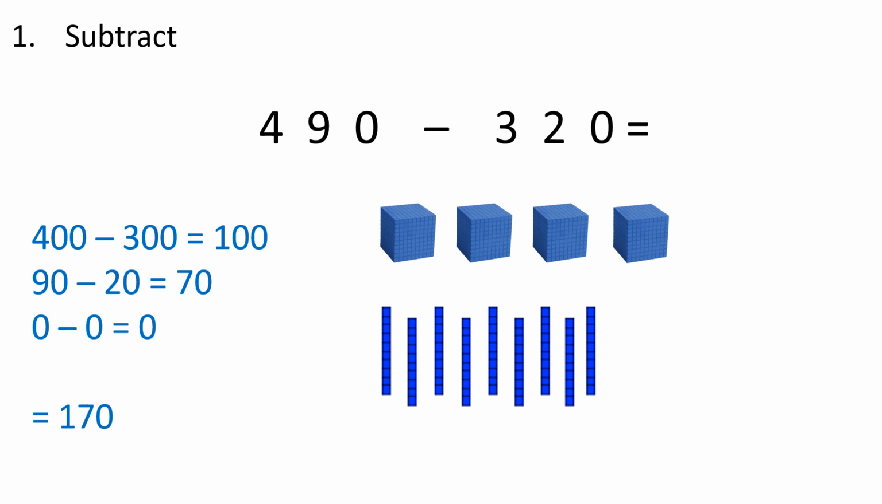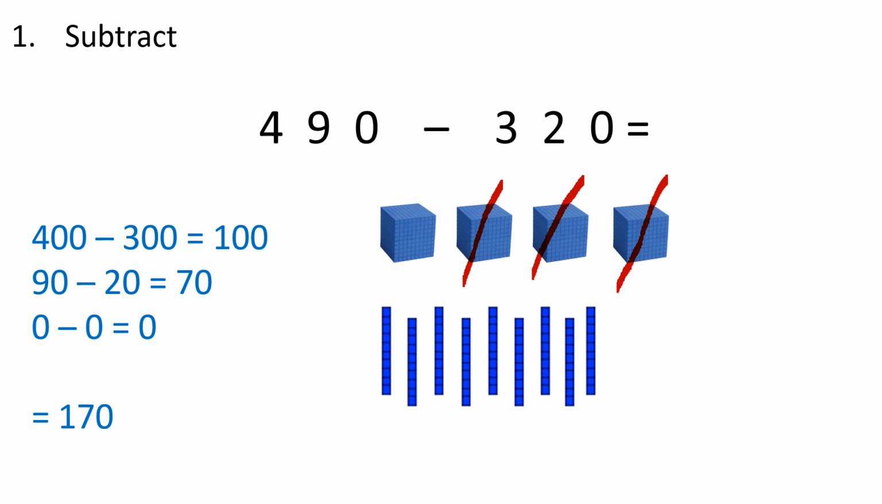So in 490, there are 4 hundreds. And here is my picture of my 4 100 blocks. I need to subtract 300 because we're taking away 320. So I'm going to cross out 1, 2, 3 of those hundreds, which, as you can see, leaves me with just the 100 left. So 400 subtract 300 equals 100. That's the trickiest part done.